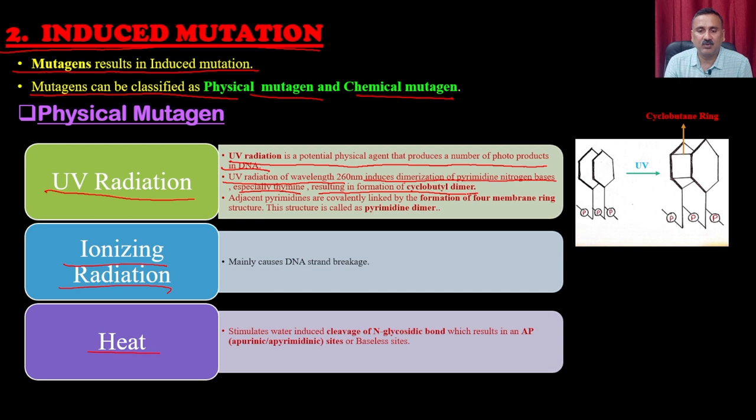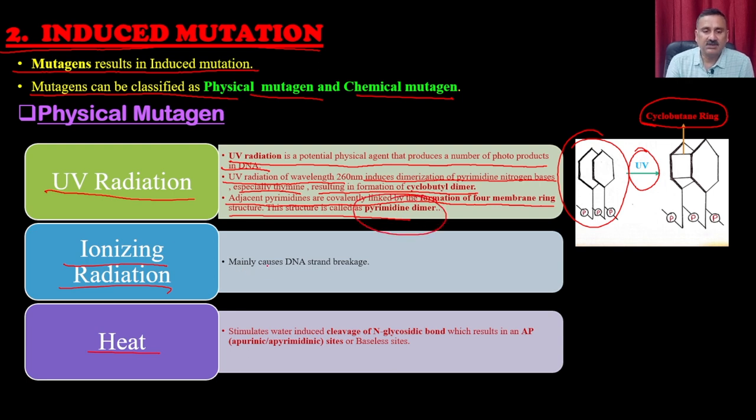of cyclobutane dimers. So, this is what exactly happens, right: when two nucleotides are exposed to UV, they get dimerized and form cyclobutane rings. Adjacent pyrimidines are covalently linked to form a four-member ring structure, and this structure is called the pyrimidine dimer.